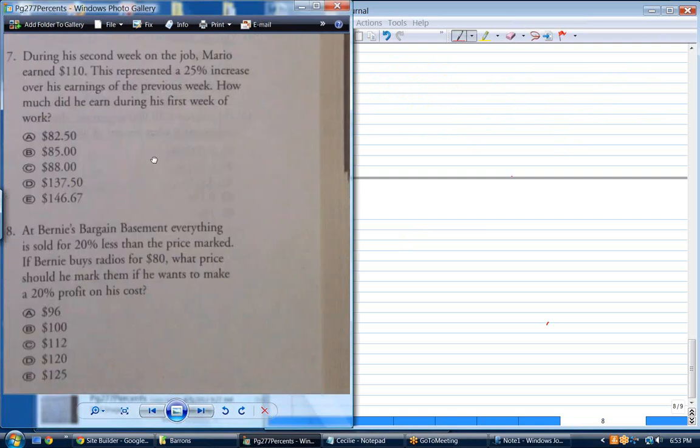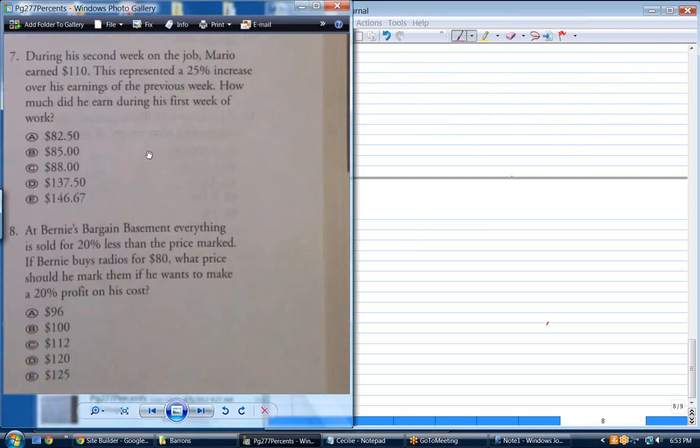Okay, during his second week, Mario earned 110. That represented a 25% increase over what he earned in the previous week. How much did he earn during the first week? So $110 is equal to 125%. Yes. Because he started with 100, and so we could back solve it, right?